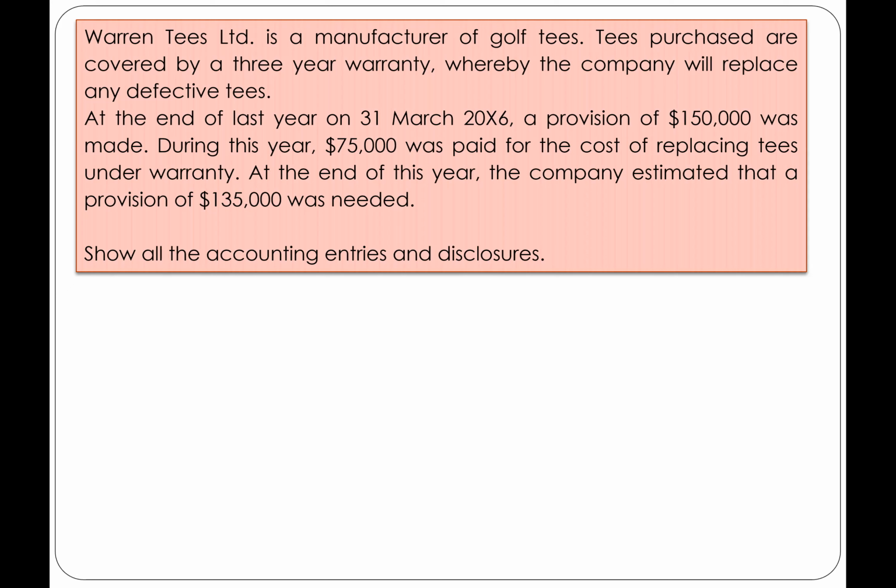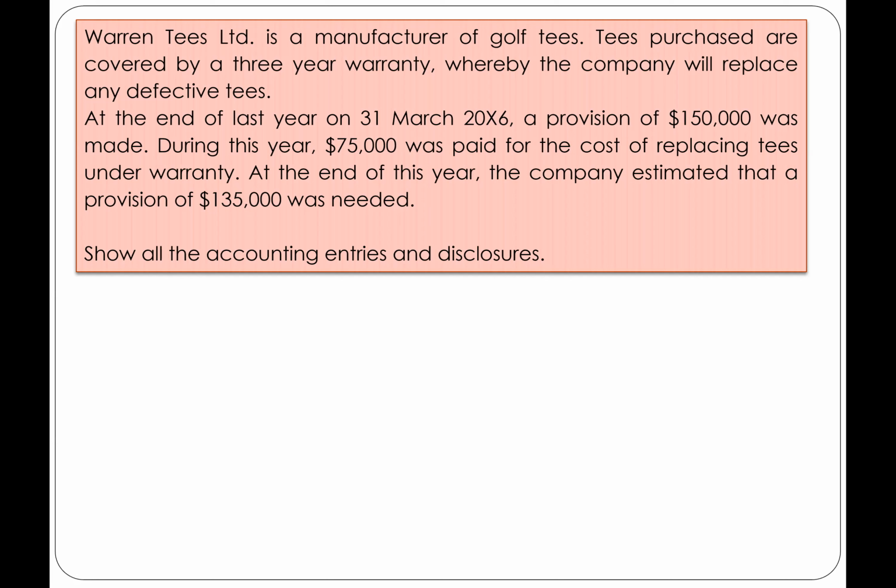That's why perhaps at the end of 31 March 2016, the provision was 150,000, but at the end of 2017, the provision was 135,000. It means we sold fewer tees in 2017 than the ones that we sold in 2016. That's why our provision is actually going down. Now, if we had not paid the 75,000, it means we are simply going to reduce our provision from 150 to 135 by debiting provision with 15,000 and crediting expense by 15,000.